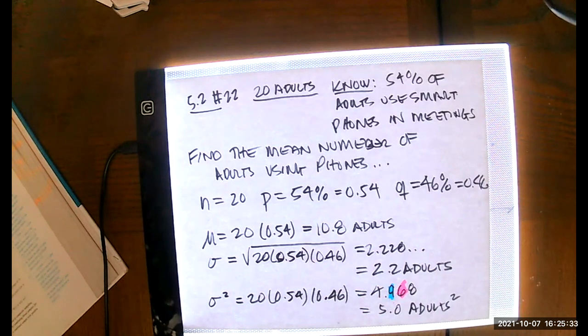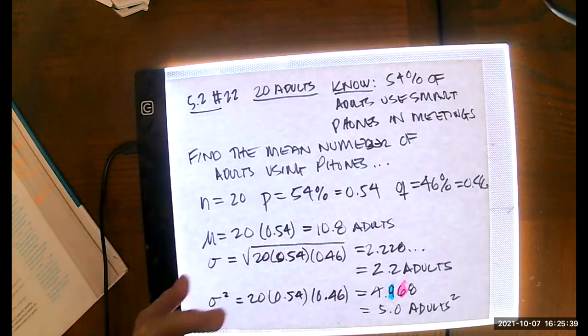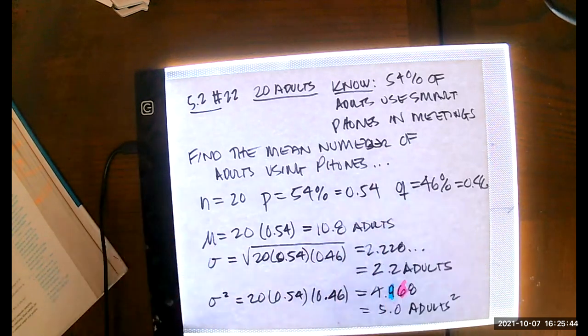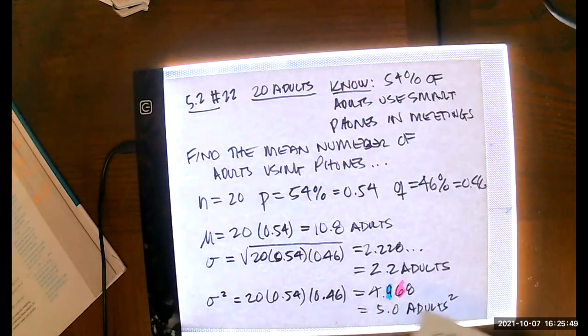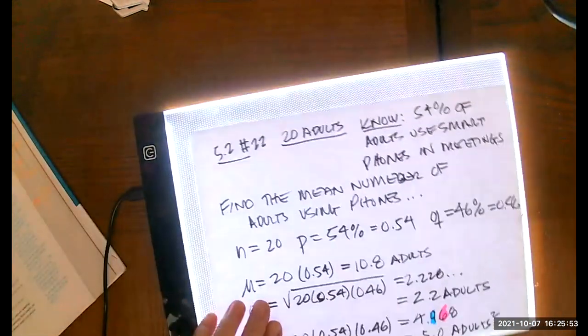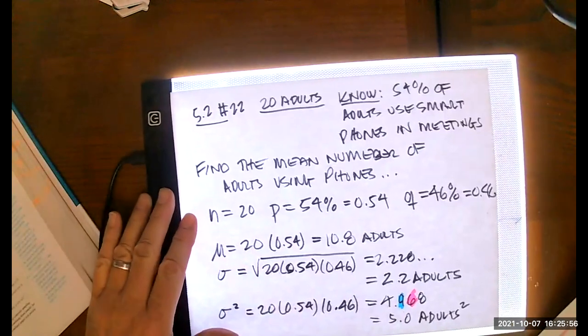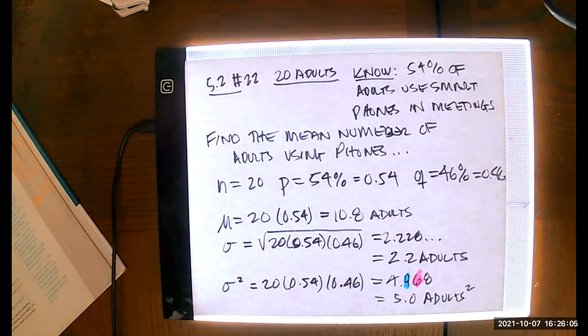And here's why I like this. Even if we had the actual table with the 0, 1, 2, 3, 4, 5, 6, 7, 8, 9, 10, 11, 12, 13, 14, 15, 16, 17, 18, 19, 20, it would make for a hella long table. So the formula, when you have a binomial distribution, the formulas for the mean and the standard deviation are really the way to go. Really, truly the way to go.